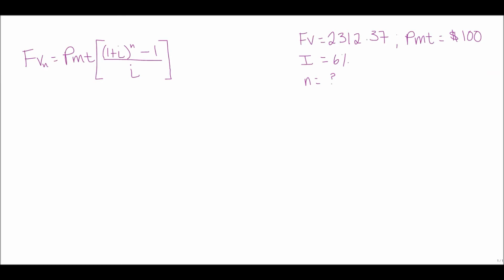Now that we've got all the information from our question, we have our formula, which we're going to fill in with the information that we've been given. Our interest rate is 6%, but because we are working quarterly, we will divide that 6% by 4, which will give us 1.5%. In turn, our interest for this equation will end up equaling 0.015.